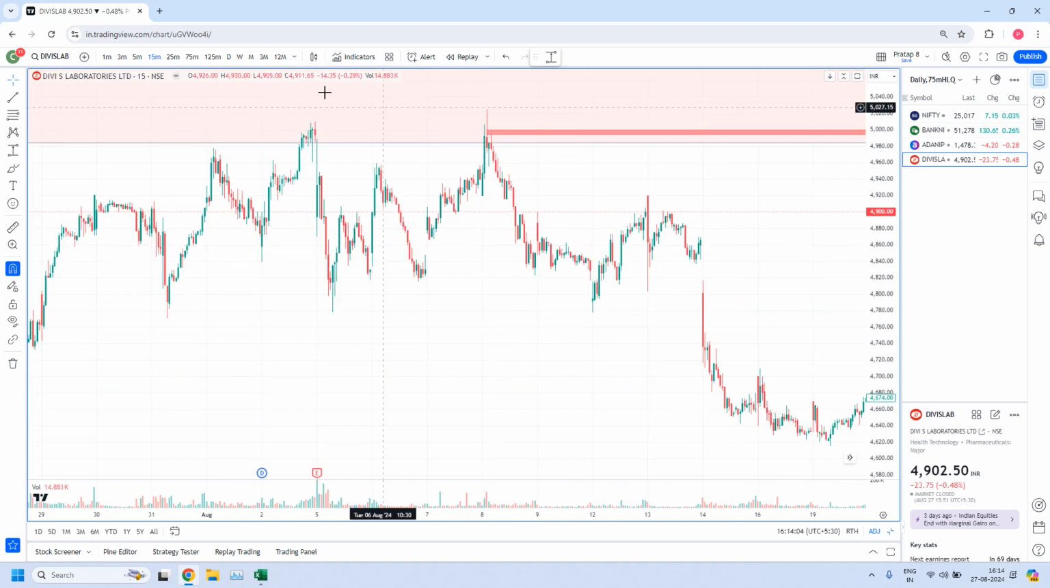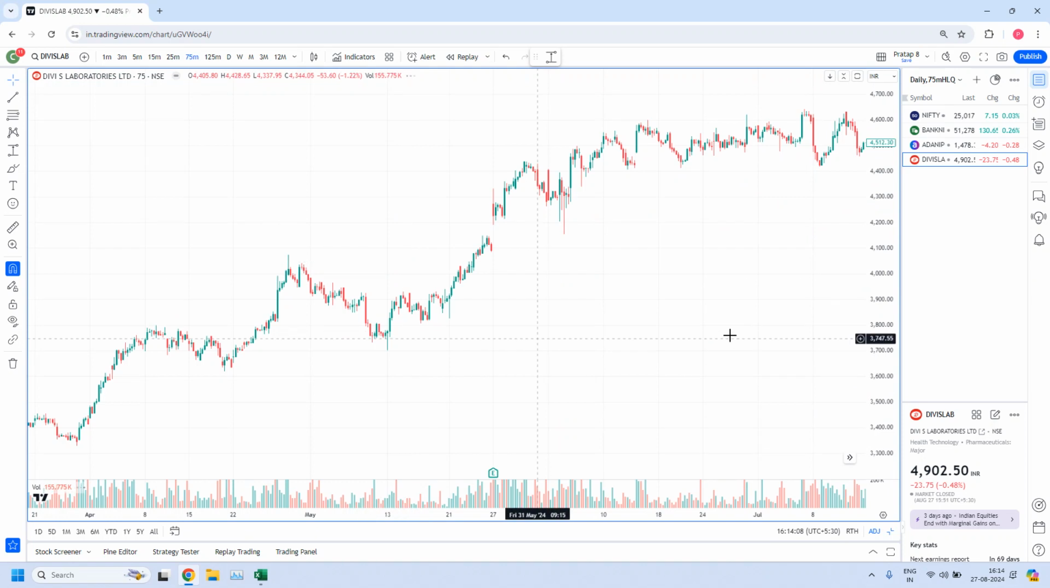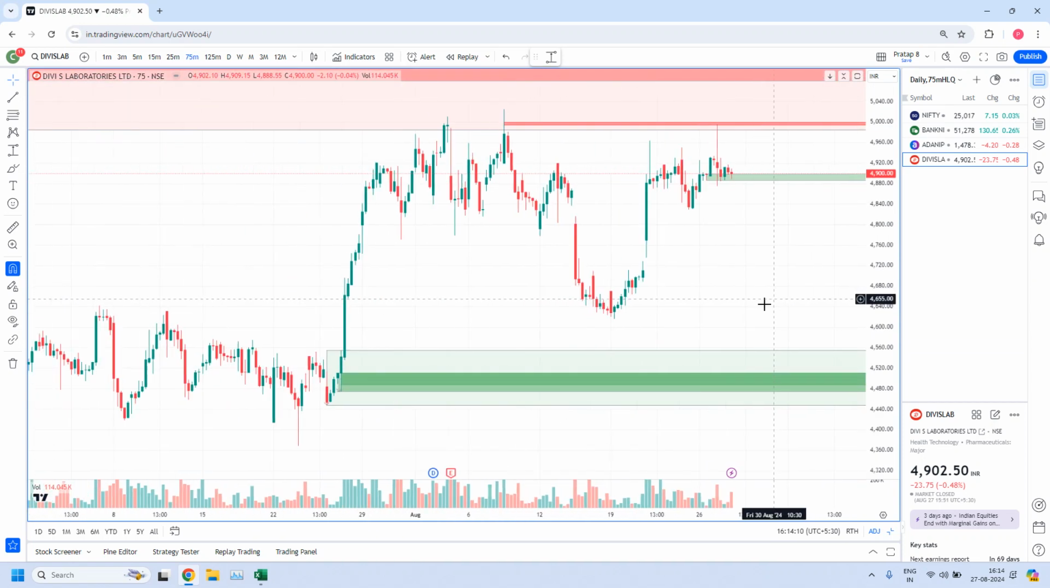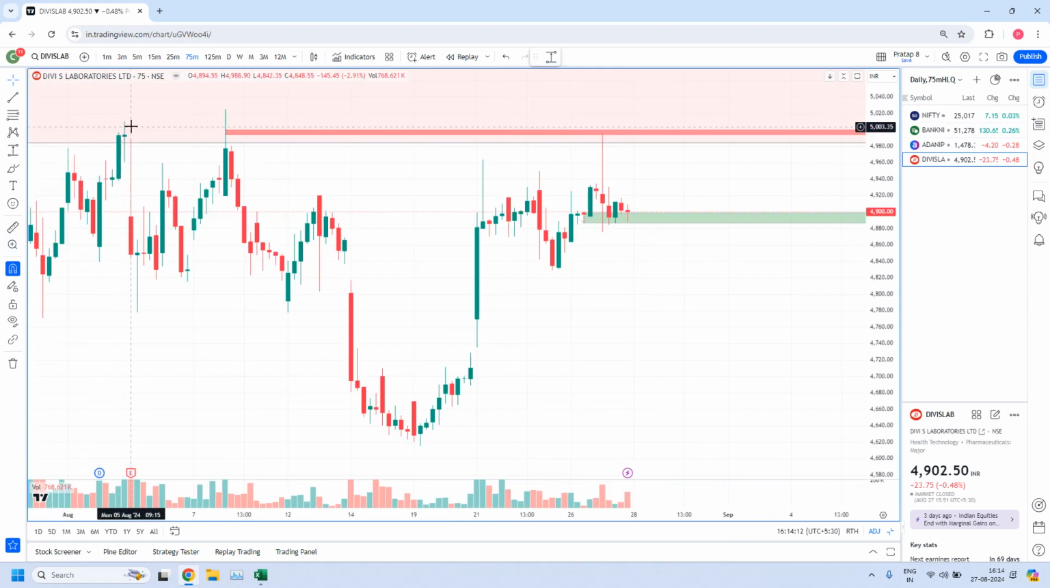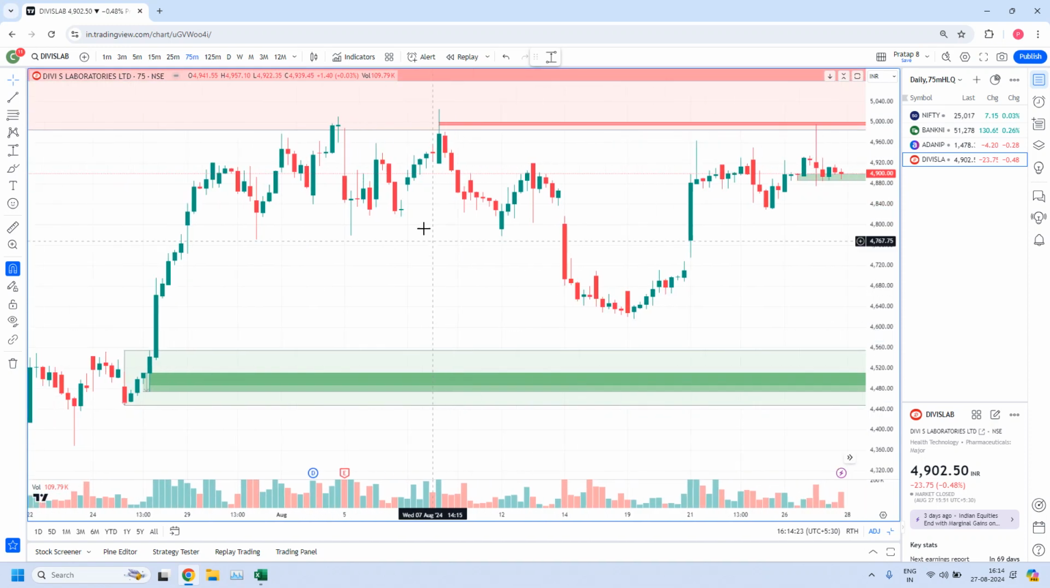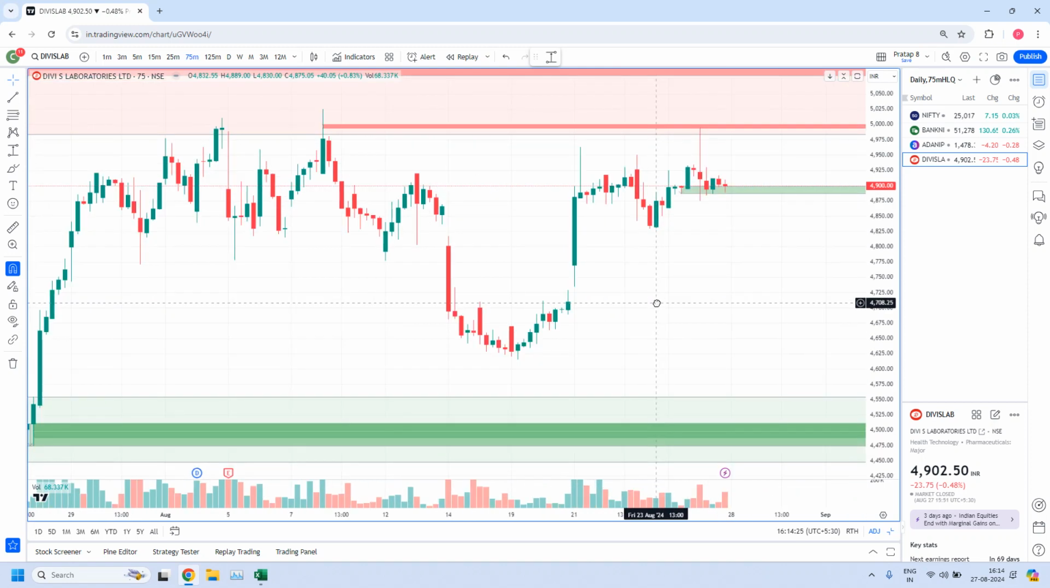What is the first thing I should look for? Is there any 75 minutes fine-tuned zone? So that's why I went to the 75 minutes time frame. Here we have a rally base drop, but this is already pierced, so we can't use this zone anymore. And here we don't have any 75 minute zone. Generally what we do? We just leave the stock, thinking there is no fine-tuned zone.